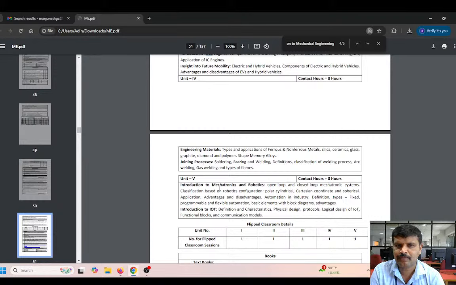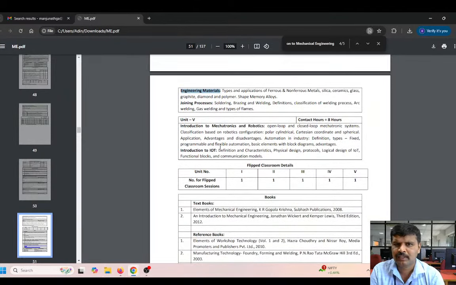Next, unit number 4 is on engineering materials, because in our day-to-day life we are using materials. For example, if you take the kitchen, we are using silver, aluminium, as well as steel. Here in detail you're going to learn what ferrous and non-ferrous materials are. That we're going to call engineering materials.